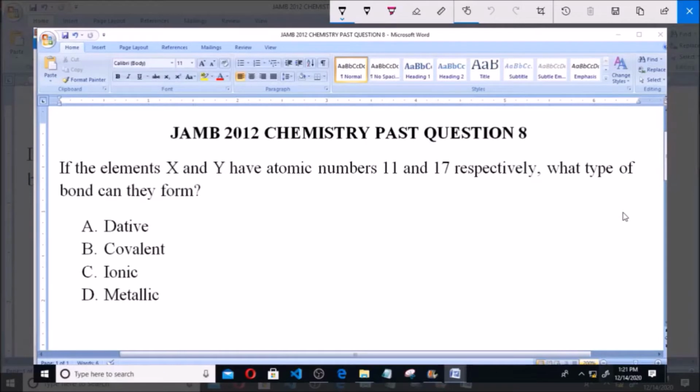Hello, good day and welcome. I'll be answering JAMB 2012 chemistry past question 8. If the elements X and Y have atomic numbers 11 and 17 respectively, what type of bond can they form?